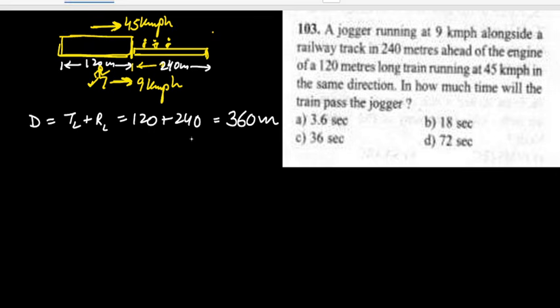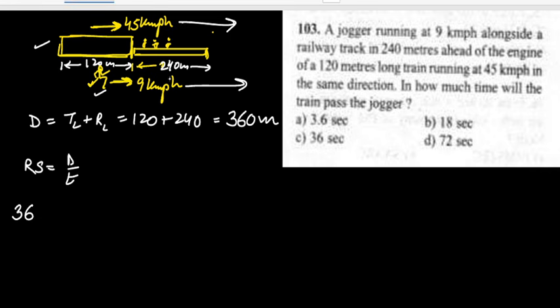Now we can utilize the formula that we have. Speed is equal to distance by time. But as here a man is running and a train is moving, we'll get the relative speed. Both of them are moving in the same direction, so we take the difference of the speeds. 45 minus 9 would be 36, my friend. But this is in kilometers per hour.